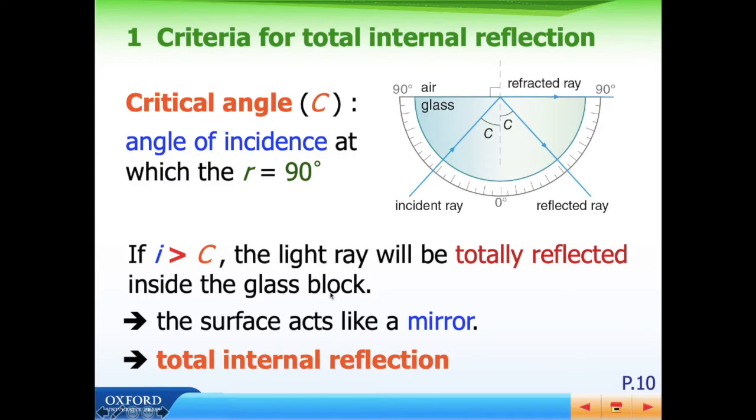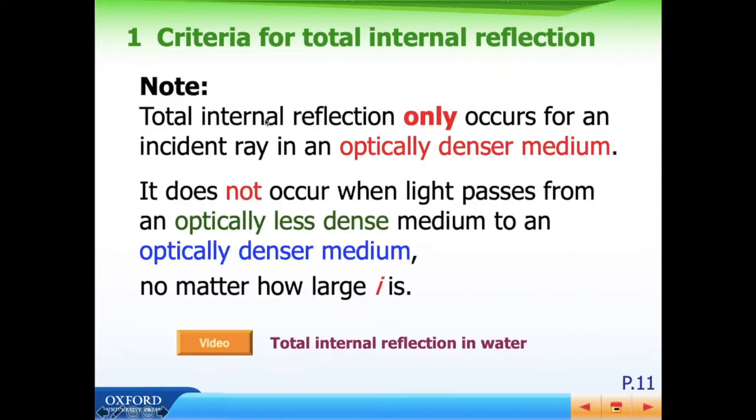Then the surface of this glass block will act like a mirror, and total internal reflection, class, will occur. Note that total internal reflection only occurs for an incident ray in an optically denser medium. What does it mean when you say optically denser medium? It means having a higher refractive index. It does not occur when light passes from an optically less dense medium to an optically denser medium, no matter how large the angle of incidence is.